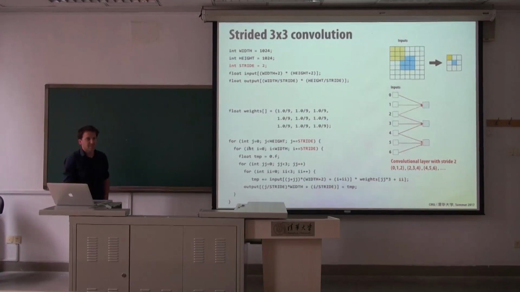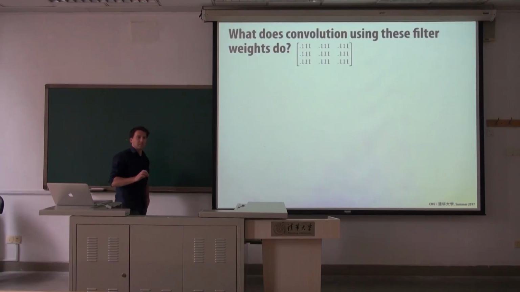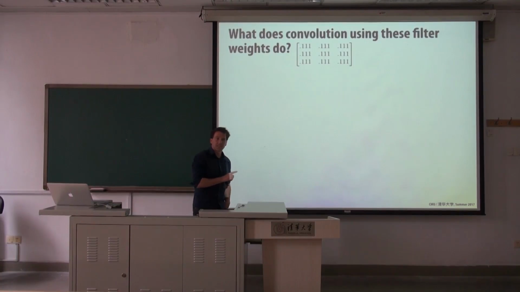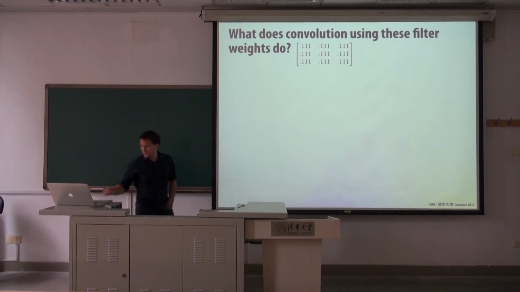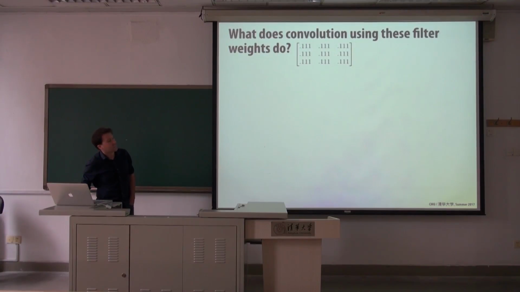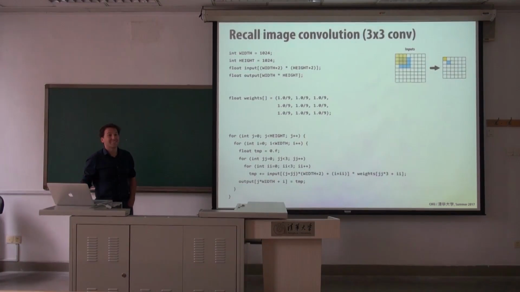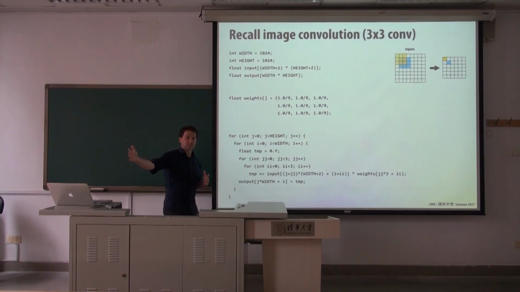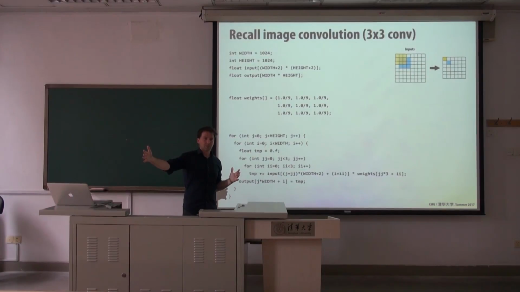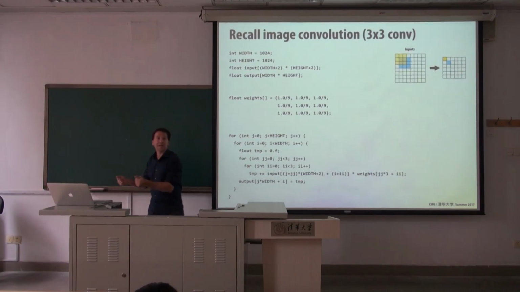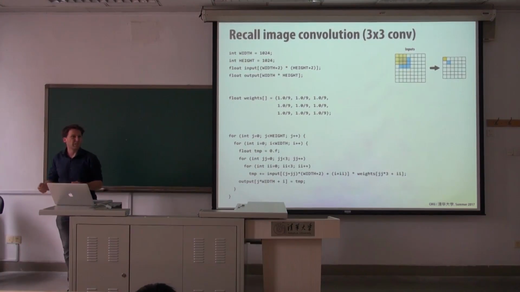Okay, so now let's think about things. What does convolution with these weights do? Those weights are 1/9. Or in other words, what does this code do? If I have an input image, how would you describe the output image? Somebody help me out. If I have an input image and I run this code and I look at the output image, what would it look like?